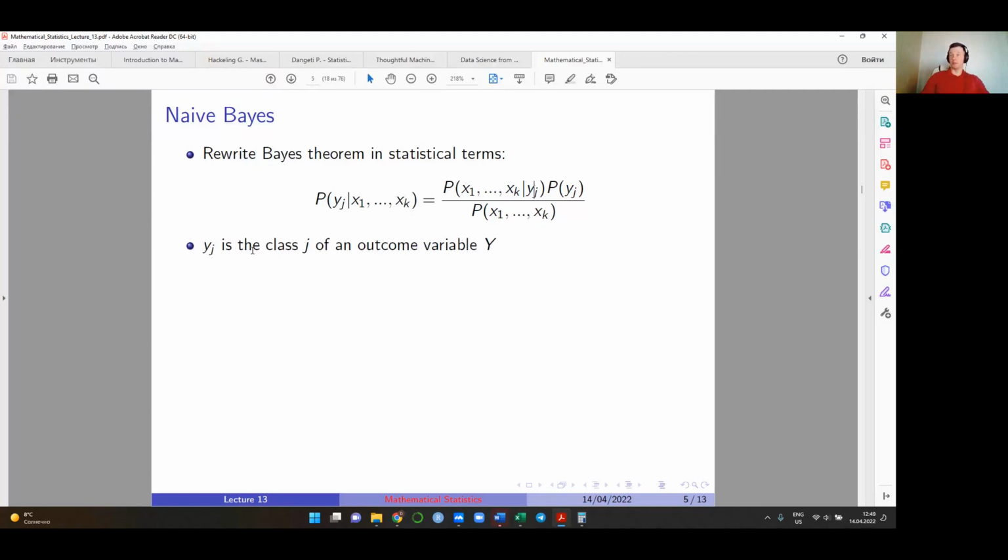So yj. Yj is a class j of an outcome variable y. For example, if you go to the previous example about spam, we want to predict: y1 is spam, y2 is not spam. Two classes of this variable. If you want to predict default or not default, y1 is default, y2 is not default.